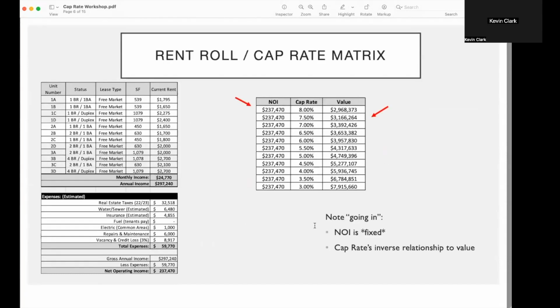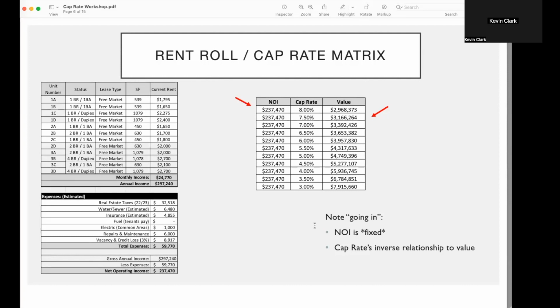Last thing here is we're going to look at the rent roll and a cap rate matrix, just so that we make sure we're talking and understanding what we're referring to here. So on the left-hand side, this is actually a real asset in New York. It's a free market, 12-unit building, shows what the square footages and the rents are for each apartment and the annual income. We have projected and actual expenses, and we have the net operating income of $237,470.